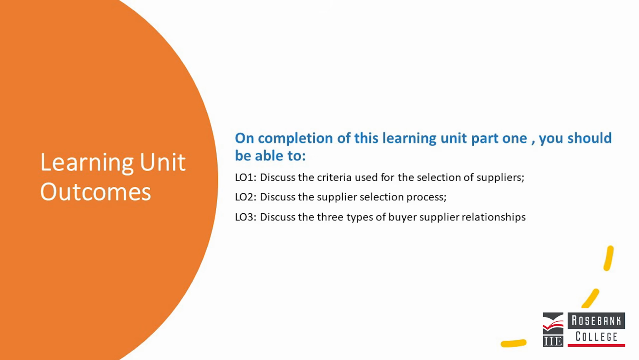These are the objectives we seek to understand by the end of Chapter 5. To firstly discuss the criteria used for the selection of suppliers, secondly, to discuss the supplier selection process, and lastly, discuss the 3 types of buyer-supplier relationships.